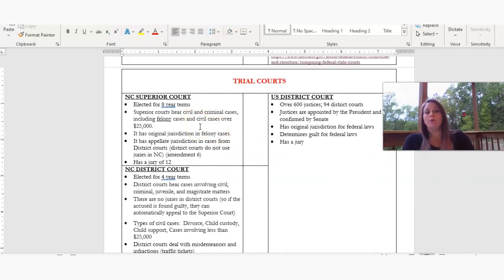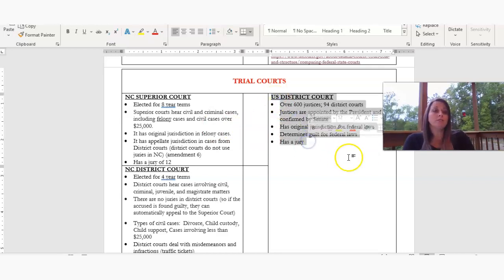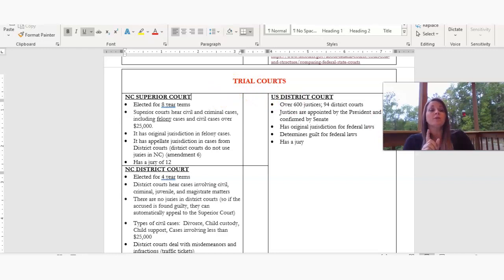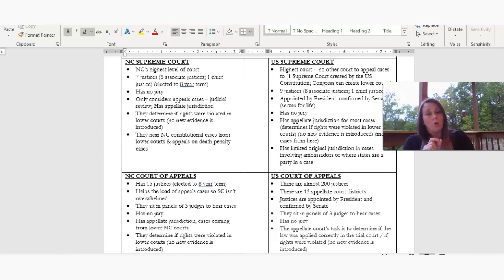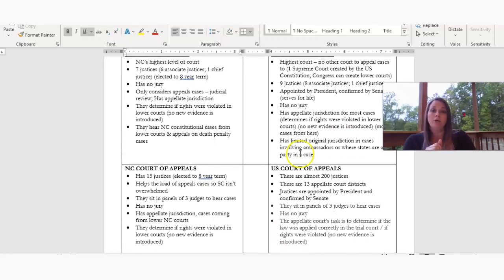So let's say you go through again with another trial through North Carolina Superior Court, and they find you guilty again, but you're still saying you weren't read your Miranda rights. Where would you appeal to next? Would you appeal to the U.S. District Court? No, this does not have appellate jurisdiction. This court is only there for specifically federal laws. And so you would go from North Carolina Superior Court to the North Carolina Supreme Court, or Court of Appeals, I should say. Either one you could go to.